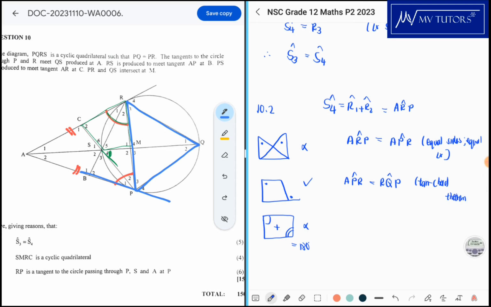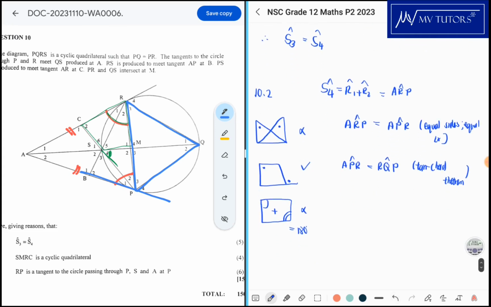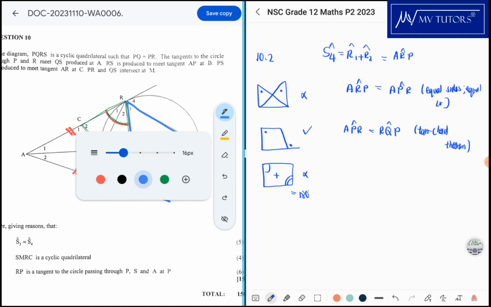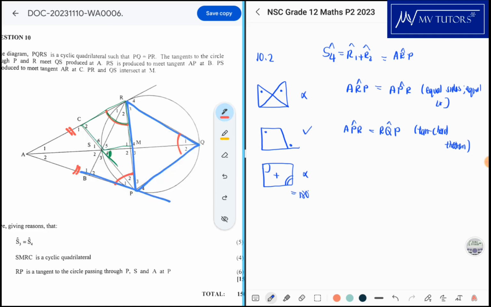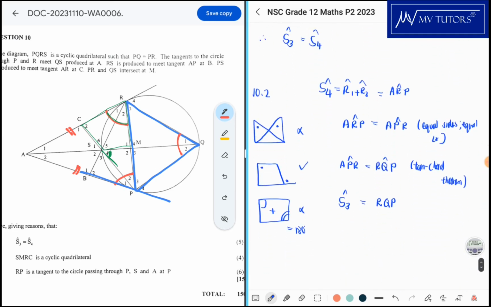Alright, so I can use that. That's the tan chord theorem. Okay, but what does that tell me? Now I know that S3 was equal to Q. Okay, I think I had proved that before. S3 is equal to RQP. Yes, previously proved.